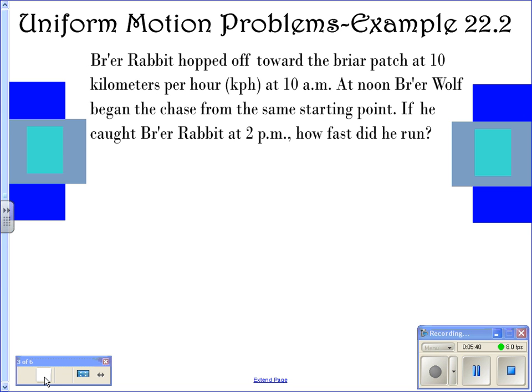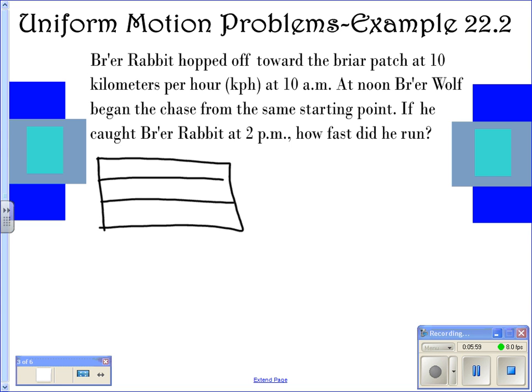Brer Rabbit hopped off toward the briar patch at 10 kilometers per hour at 10 a.m. At noon, Brer Wolf began the chase from the same starting point. If he caught Brer Rabbit at 2 p.m., how fast did he run? What should I put here? Rabbit and wolf. If you want to write it out, you can.